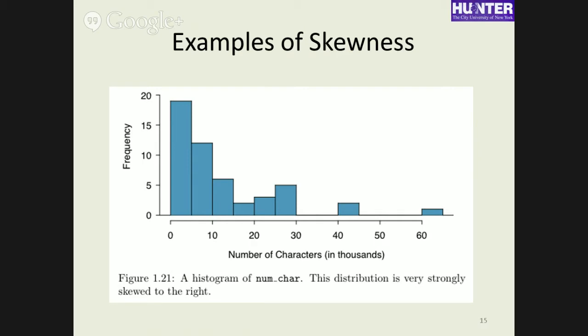So in our data set, here's the number of characters in an email. As it points out, the distribution is strongly skewed to the right. You have lots of emails that have between 0 and 5,000 characters, but then there's one that has over 60,000 characters. Someone wrote a book in their email or something like that.